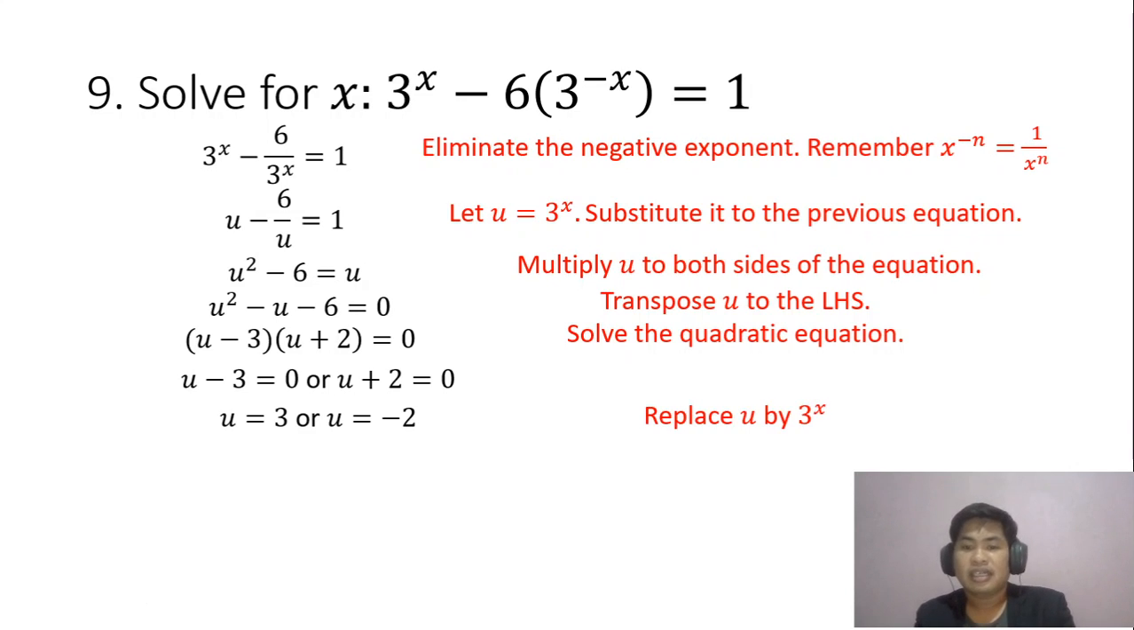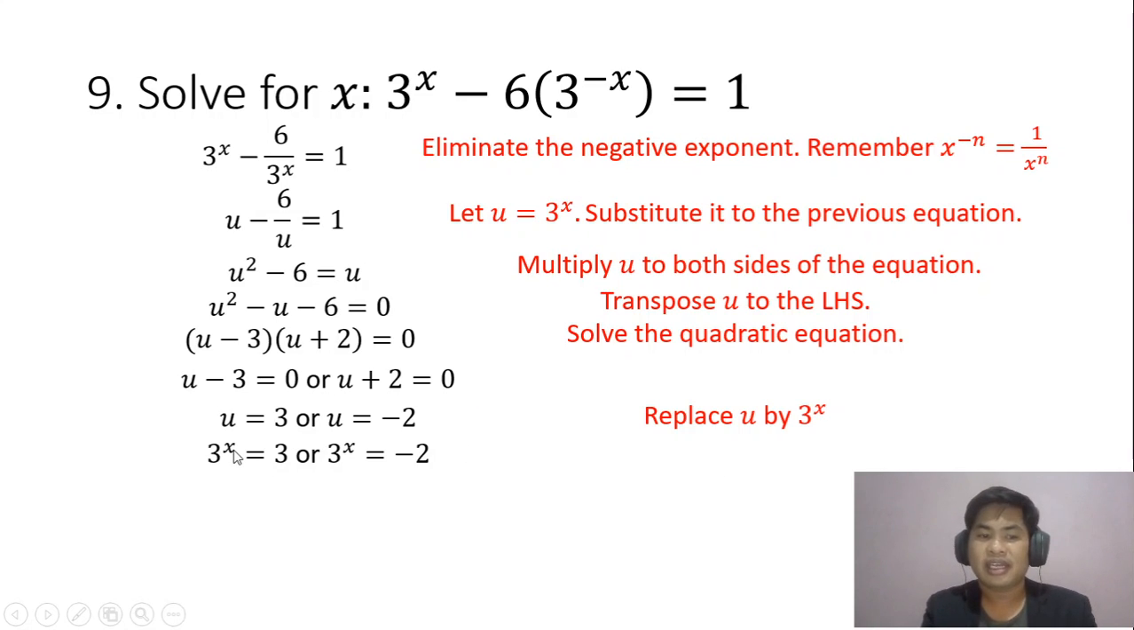So, kay ang atong gihatag na given is in terms of x. So, atong i-replace ang u by 3 to the x. Kaya hindi naman no, u is equal to 3 to the x. So, pulihan lang nato siya 3 to the x. So, 3 to the x is equal to 3, or 3 to the x is equal to negative 2.